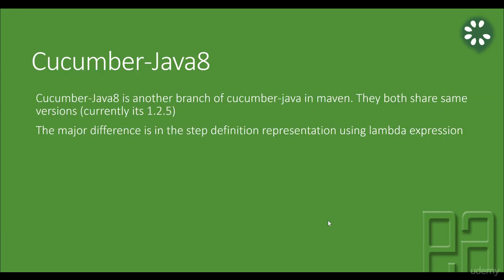Cucumber Java 8 is another branch of Cucumber Java in Maven. They both share the same version, which is 1.2.5, so they're pretty much exactly the same thing. The only major difference is in the step definition representation using lambda expression.